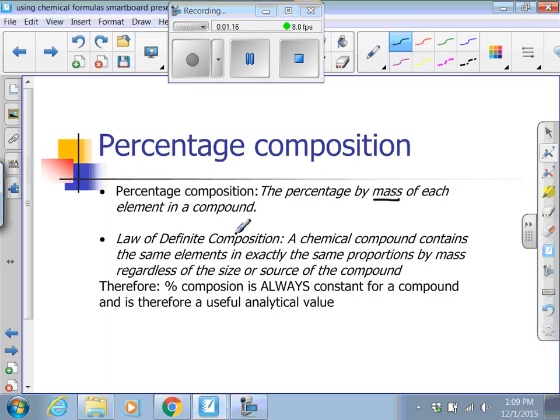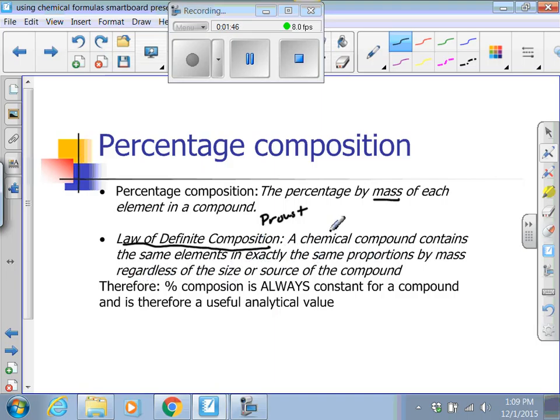a compound. And when we calculate this, an important law that comes into play here is the law of definite composition, formulated by Proust in the 1800s. And this states that a chemical compound contains the same elements in exactly the same proportions by mass, regardless of the size or source of the compound.